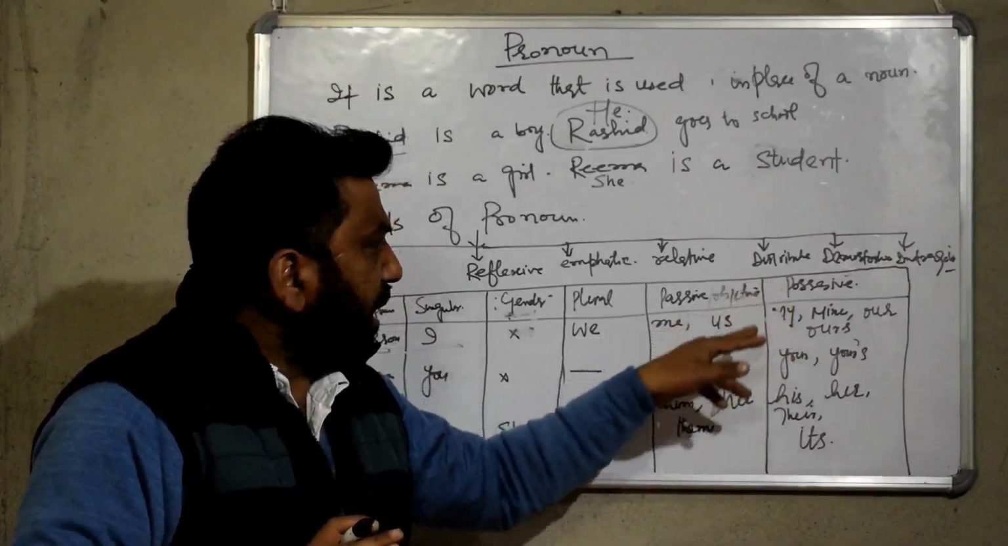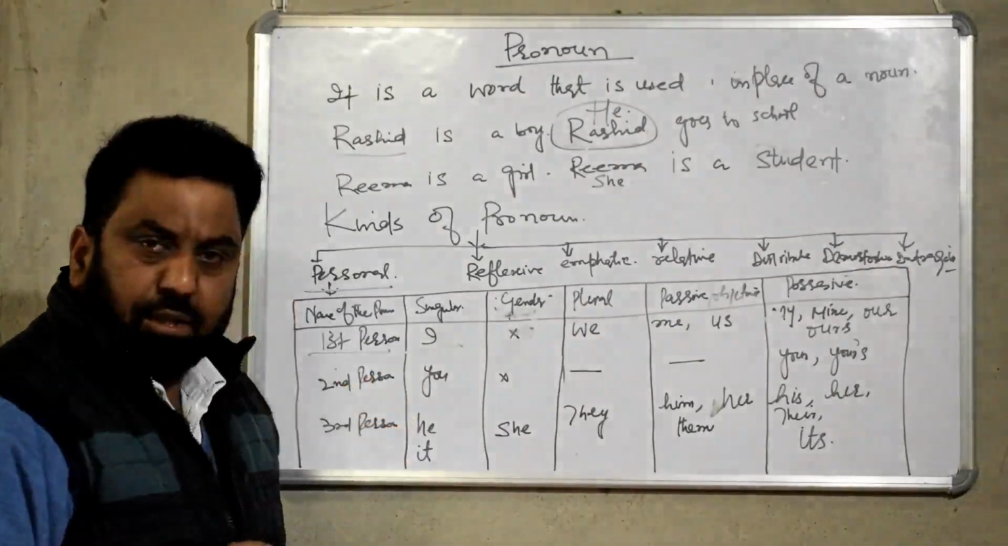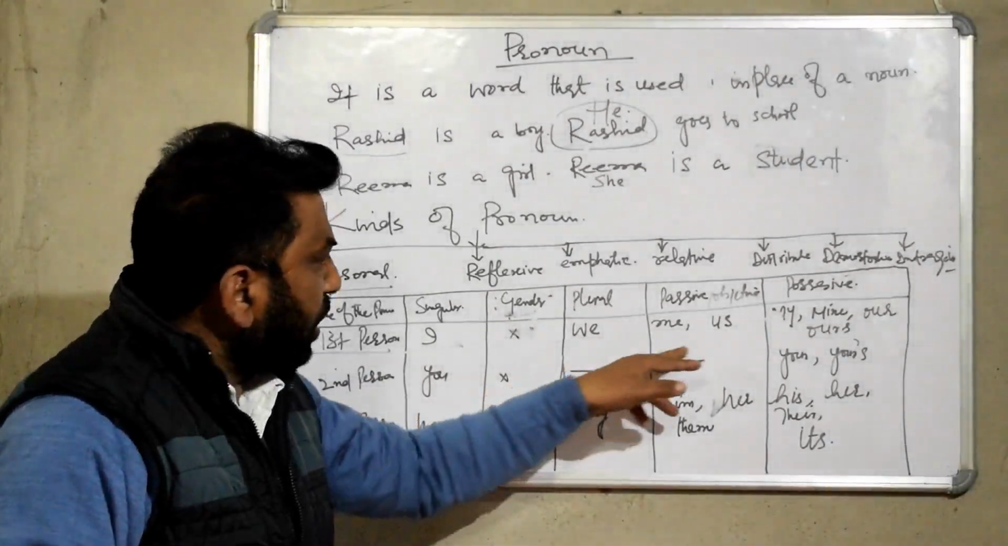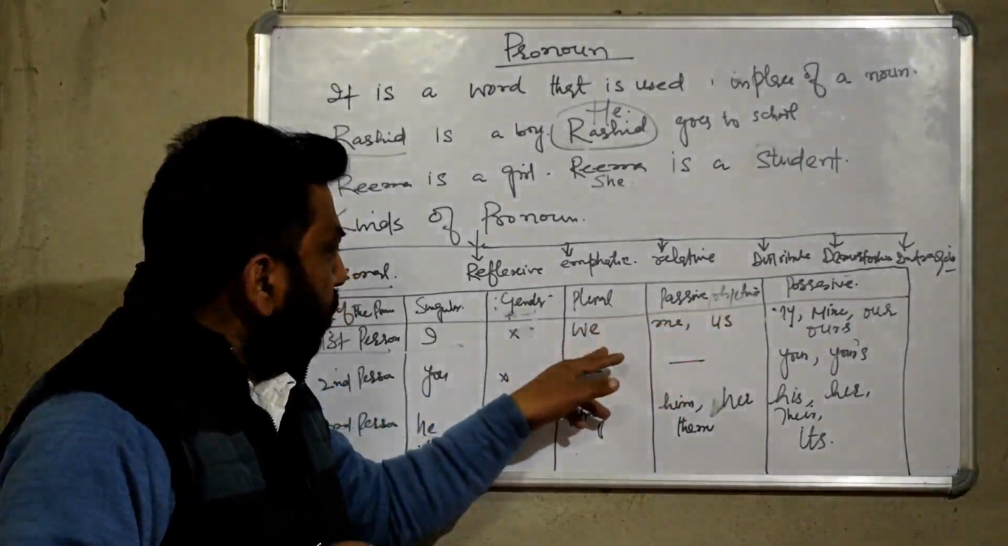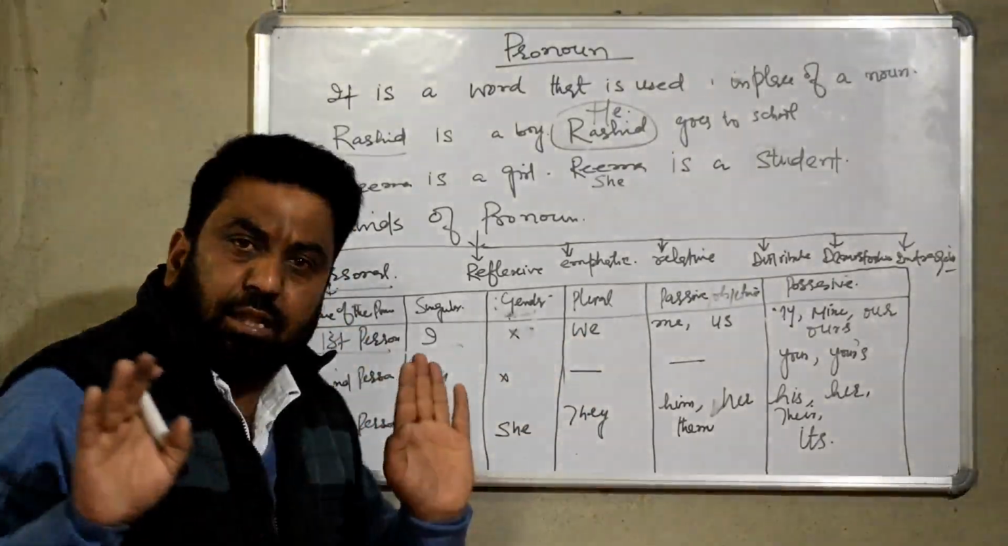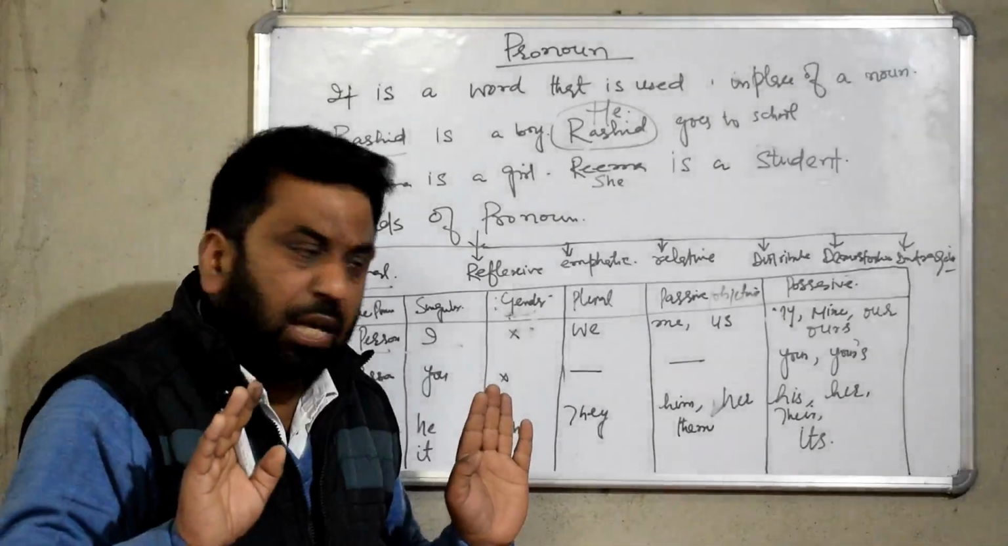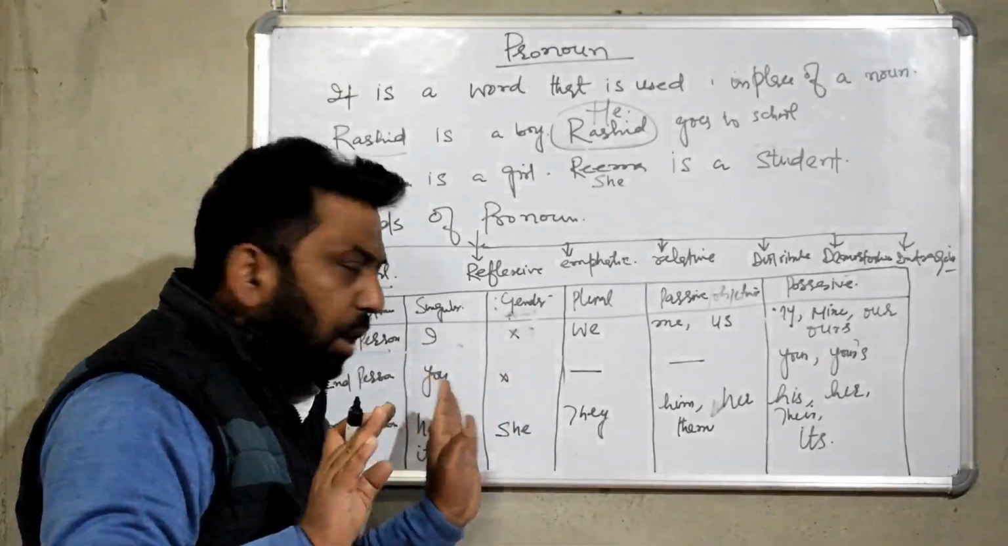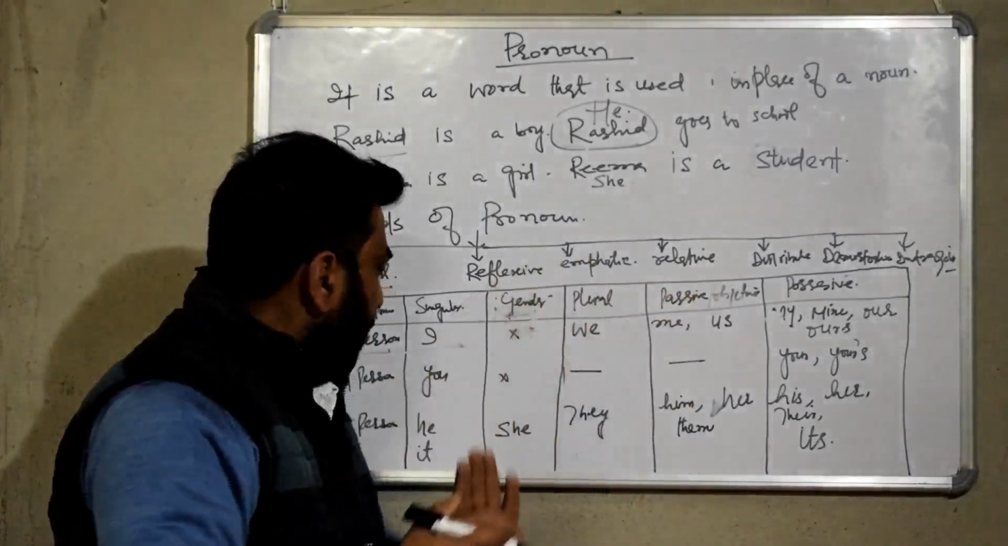Then there is the second person. You remains the same in the possessive case, the plural case and the gender case. In every respect, this you remains the same. You cannot change this you in any case.